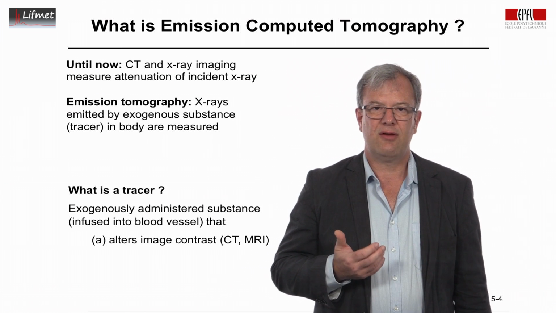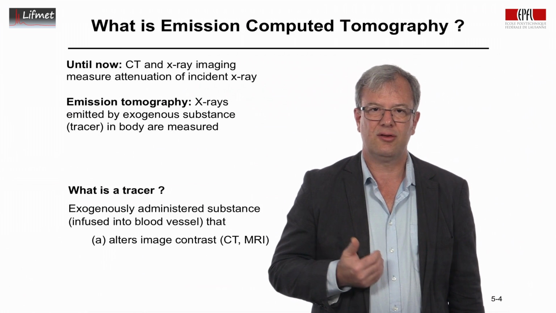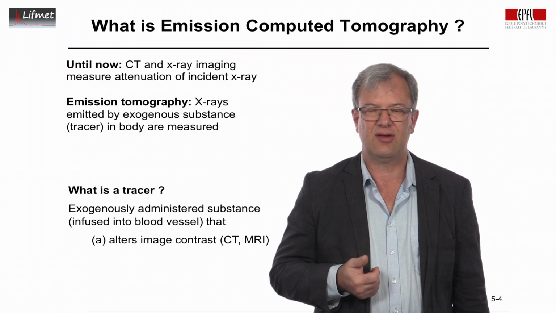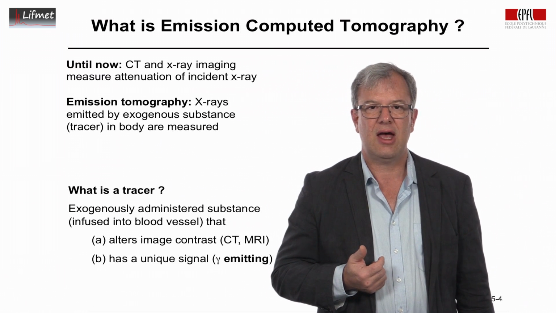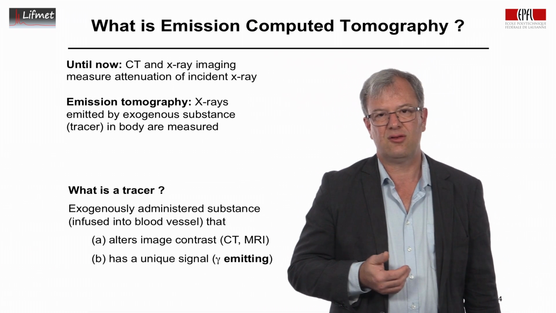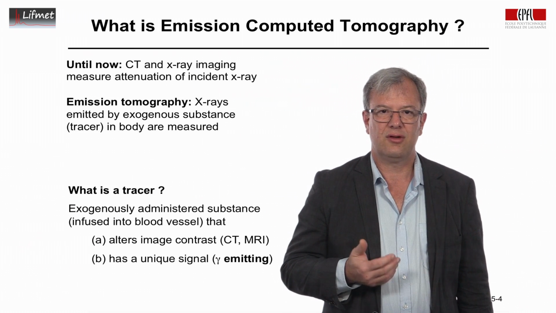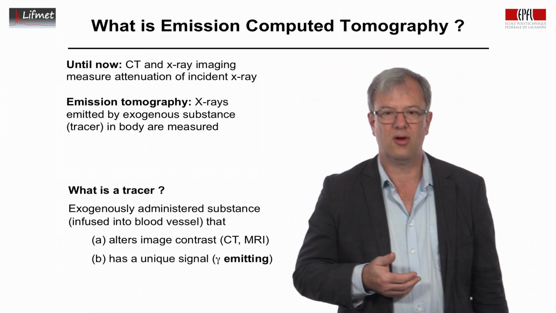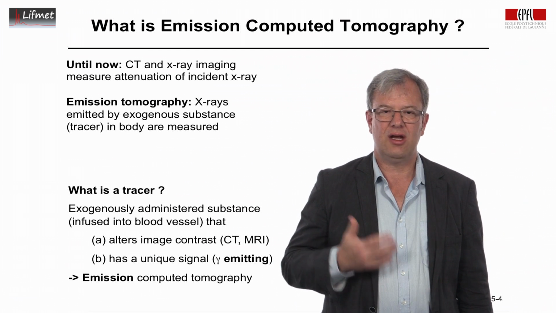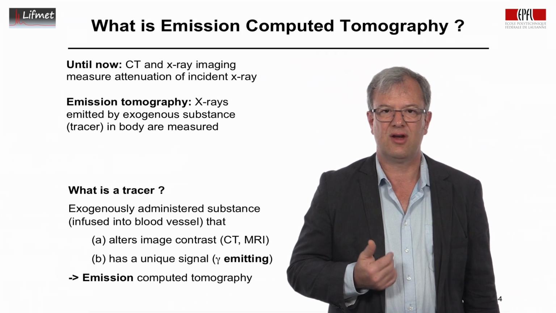And now I'll go with a more generalized definition. The tracer can be something that alters the image contrast, as in CT and MRI. There we call it contrast agent, but it essentially has the same properties as a tracer. And the second definition is that it has a unique signal, and for this week's and next week's purpose, it is a gamma emitter. So it traces, therefore, the process. It's administered in trace amounts, therefore it's called a tracer. And since it is gamma emitting, that explains the term emission in emission computed tomography. It's emission of X-rays and not transmission or absorption of X-rays that we're looking at.